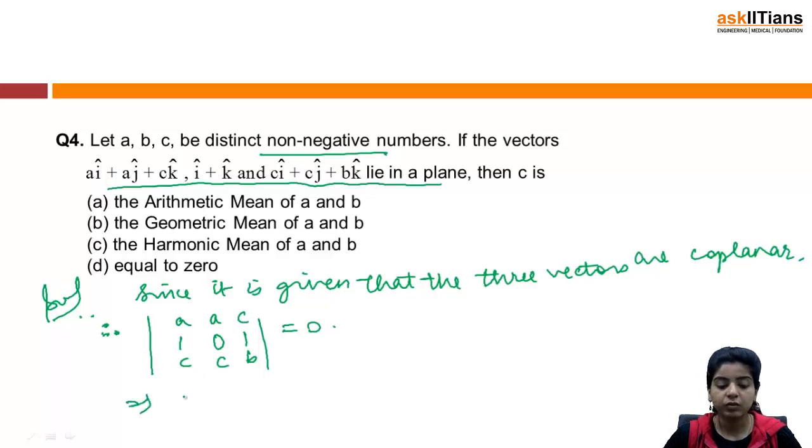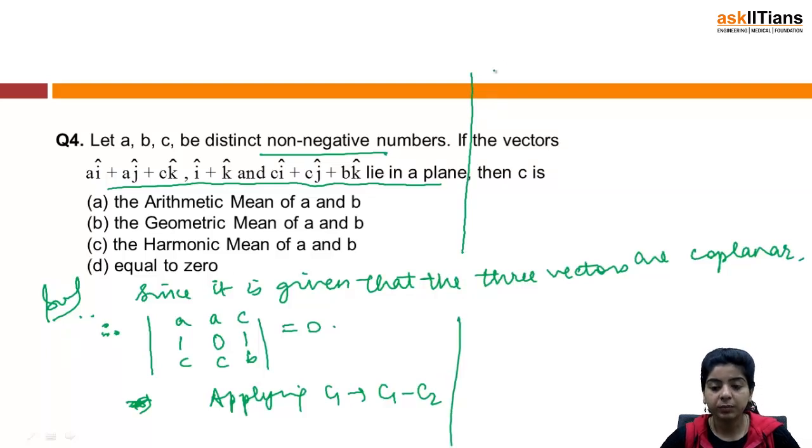Now just expand this, open up this determinant. You can do it directly also, but that will consume a bit of time. So what we can do is apply elementary row or column operations. So applying C1 tends to C1 minus C2. This is the column operation that I am applying, and let's see what happens. Now I have C1 tends to C1 minus C2. So that means a minus a is 0, 1 minus 0 is 1, and c minus c is 0. The second column will remain as it is, the third column will remain as it is.